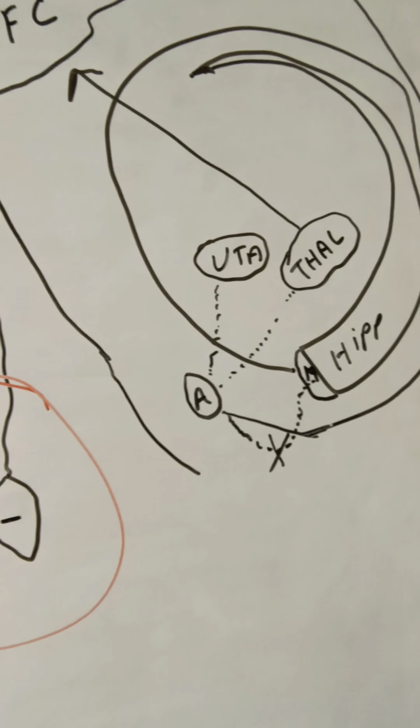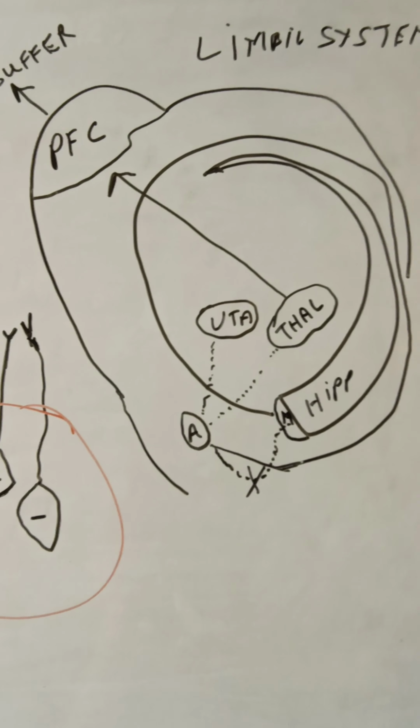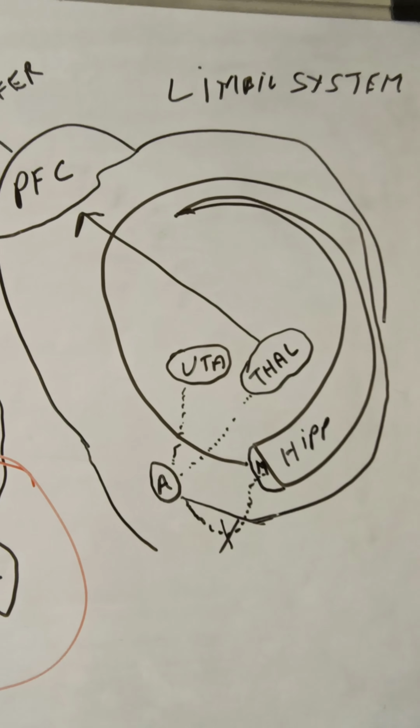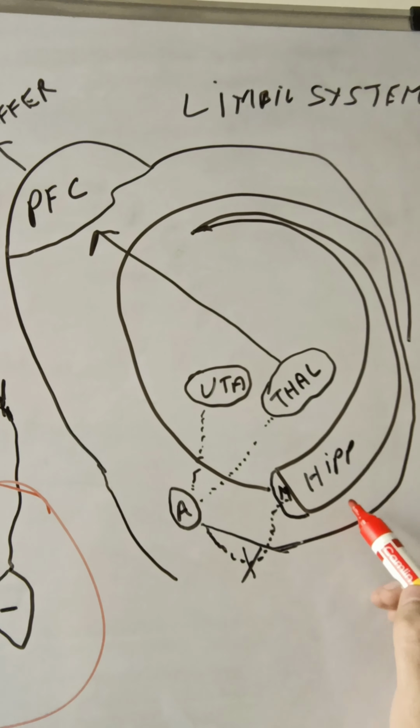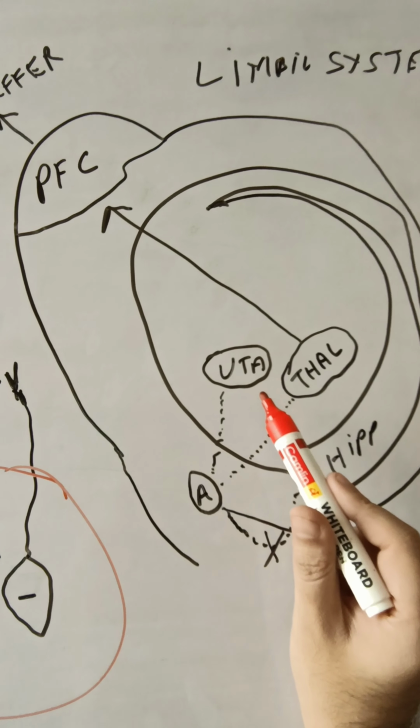Then when you look at this area, this is the limbic system that I'm talking about. This is the inside part of the brain. This is the hippocampus. This is the thalamus. This is the VTA.